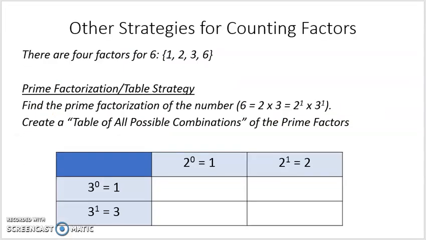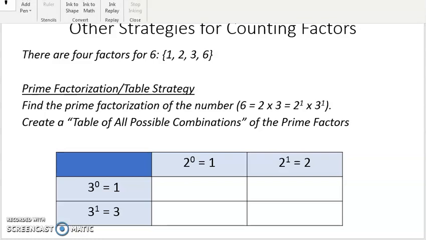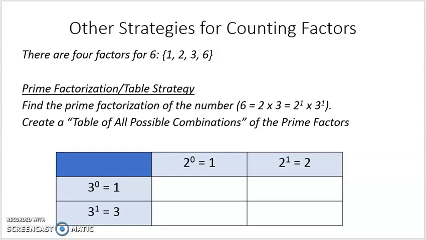We already know that the number 6 has 4 factors: 1, 2, 3, and 6. So I'm going to start off with this simple example and identify general strategies we can use for any number. The first strategy is called the prime factorization table strategy. We'll call it the table strategy in this video. Both strategies start off by finding the prime factorization of the number. The prime factorization of 6, which you can find using a factor tree or just a list, is 6 equals 2 times 3.